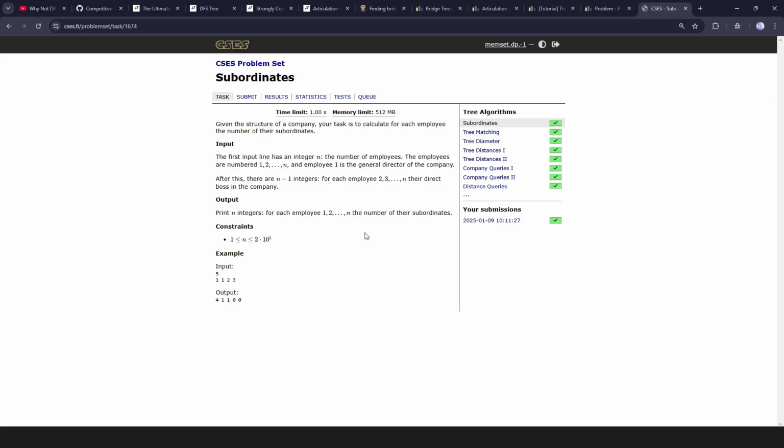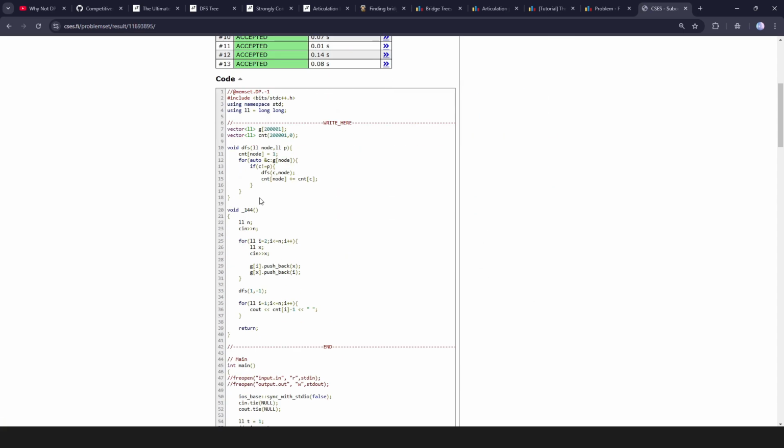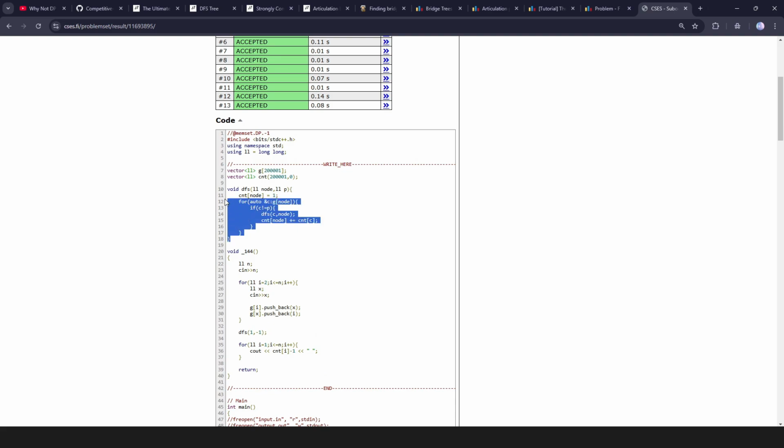So in this question we are asked to find the subtree size minus 1. So we don't have to include the current node, right? So it's the same thing, right? So if I show you the code, then see. I have discussed exactly the same thing in my previous video, so if you have not watched, you can watch it.